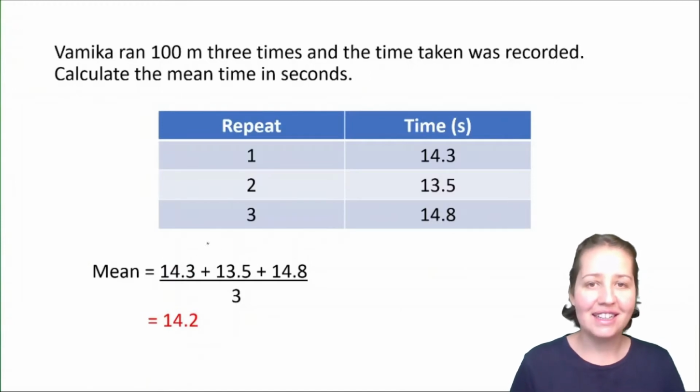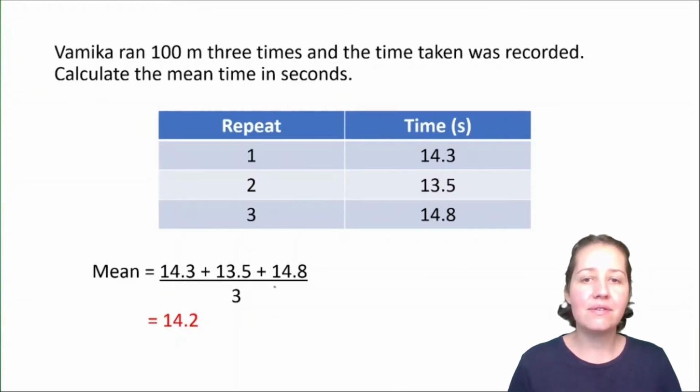So what you should have done is added up each of the times and divided by 3 because there are 3 times, giving you 14.2 as your mean. It's to 3 significant figures, same as the data.